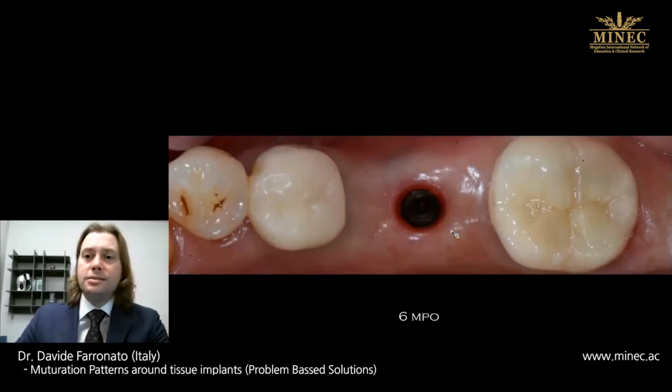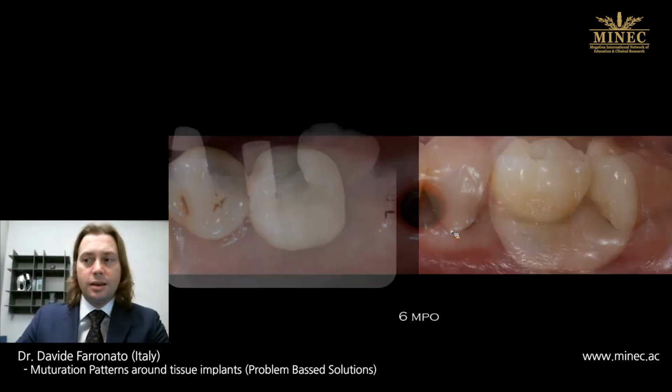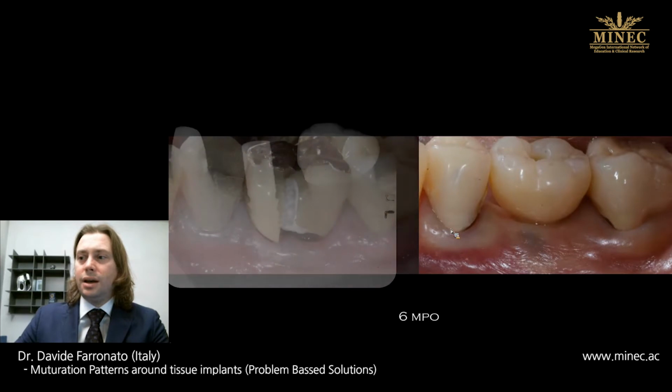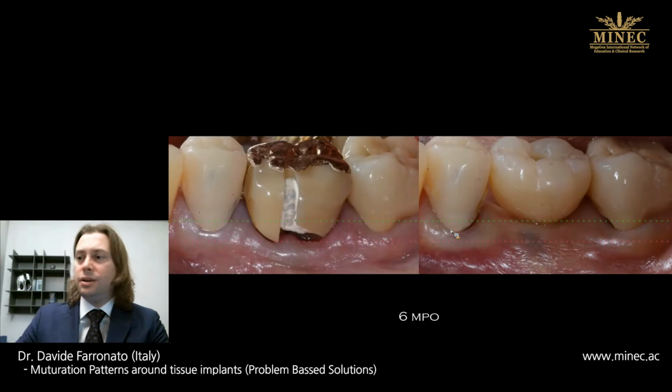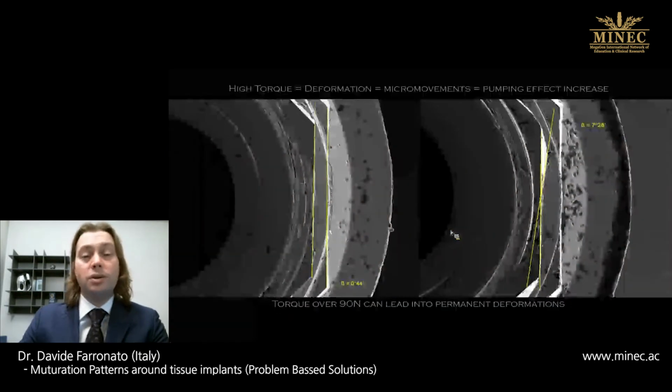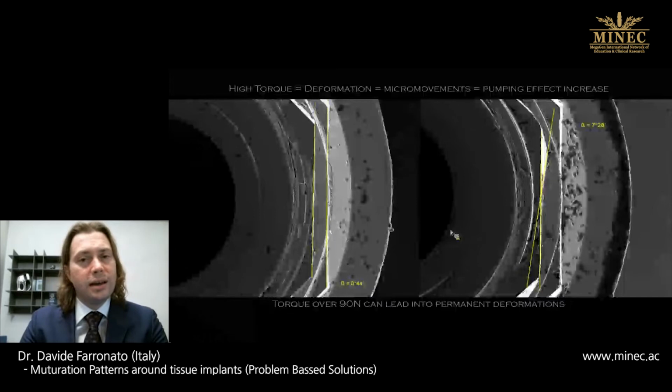This is the healing at 6 months. This is the radiograph. And what happens to the tissue? Here there is a creeping, because we had enough buccal bone, and we could guide a good emergence profile, and we will be speaking about the emergence profile soon, in a more coronal position.